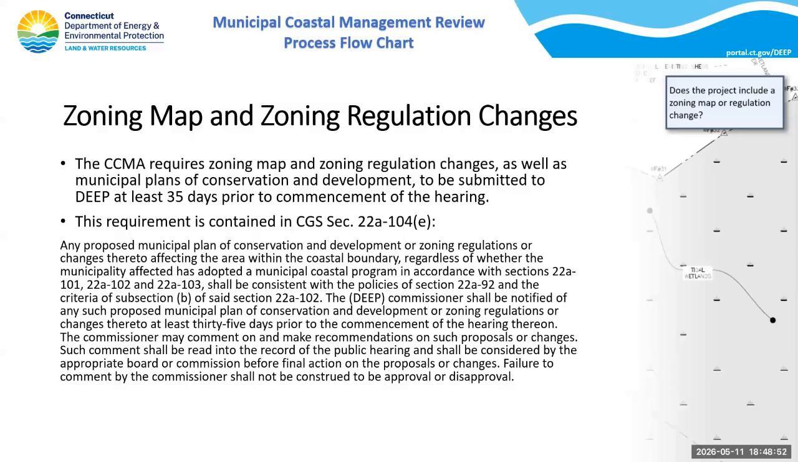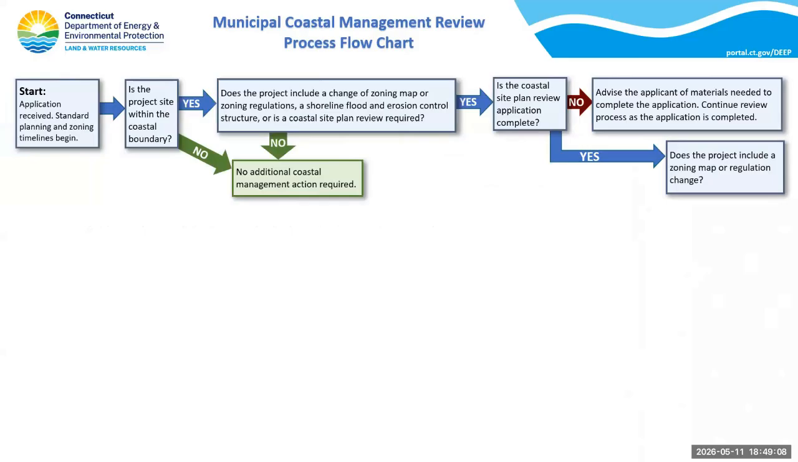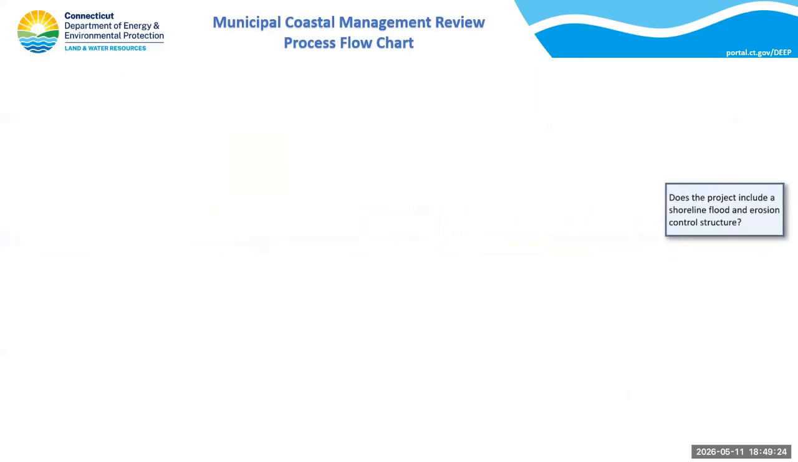So those zoning map and regulation changes occurring within the coastal boundary, or which have the potential to affect coastal management, do need to be referred to us with at least 35 days of review time. So if there is a zoning map or regulation change as part of the application, you have that 35-day requirement. If not, you can move on to analyzing the site plans. Is there a shoreline flood and erosion control structure included within the application?